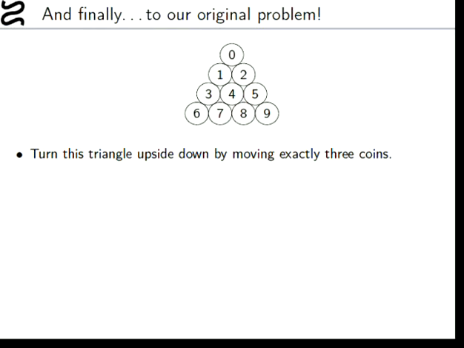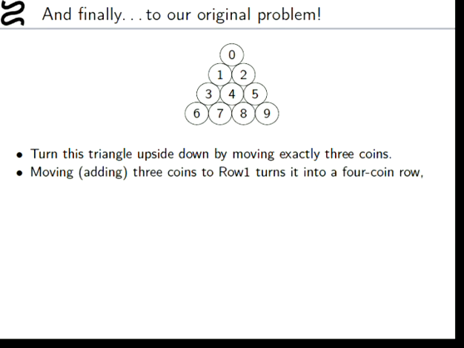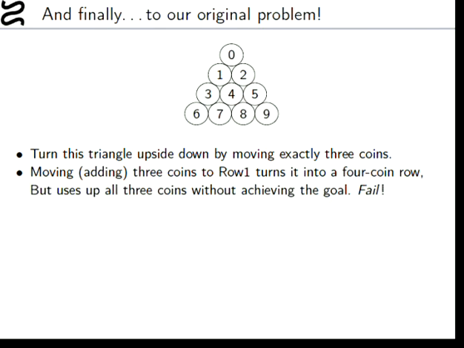And finally, we come to our original problem. Turn this triangle upside down by moving exactly 3 coins. Moving, or adding, 3 coins to row 1 can turn it into a 4-coin row. But this uses up all the allowed 3 coins.